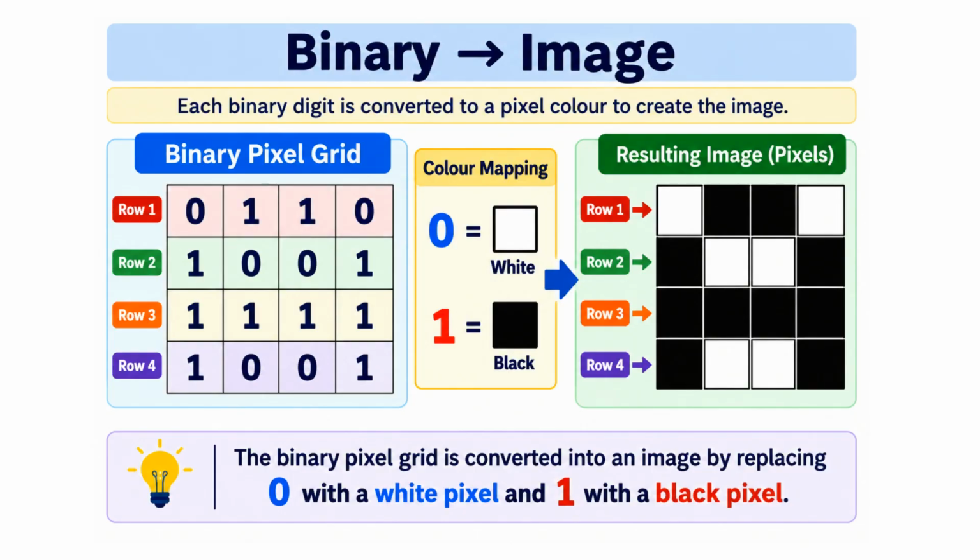The same rule is applied to every other row in the grid. Each 0 becomes white, and each 1 becomes black. Once all the binary values have been converted into their pixel colors, the complete image begins to appear. So remember, binary values can be converted into an image by mapping each bit to its corresponding pixel color.